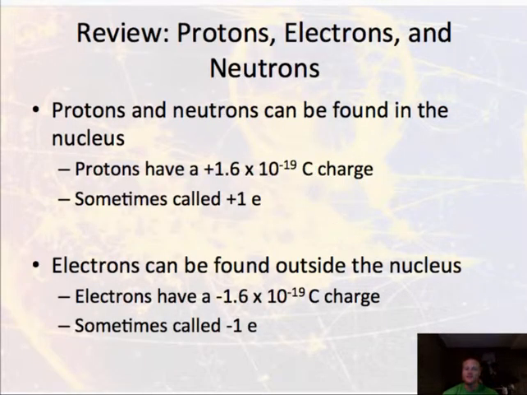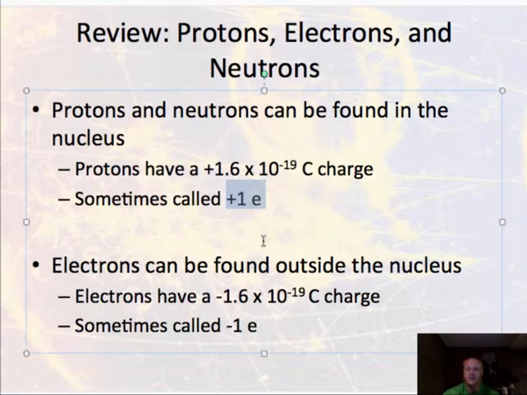Protons and neutrons can be found in the nucleus. Protons have a positive charge and neutrons have no charge. And that's really what we focus on when we talk about radioactive decay: the charge and that exchange of charge. And then, of course, electrons can be found outside the nucleus, orbiting around that central nucleus. Sometimes protons are referred to as plus 1e, or plus 1 elementary charge, which, if you remember back from static electricity, is this really small number in coulombs. And electrons are sometimes referred to as minus 1e, minus 1 elementary charge.